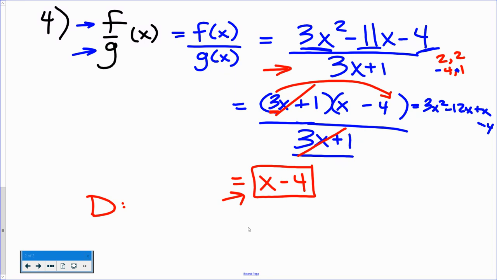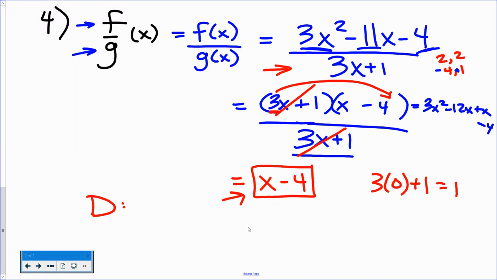So I cannot have a 0 in my denominator. That doesn't mean I can't have 0 for x. Some of you got that confused in our last unit. If I plug in 0 for x, I get 1. I don't get 0 in the denominator, I get 1. So it's fine if I plug in 0.